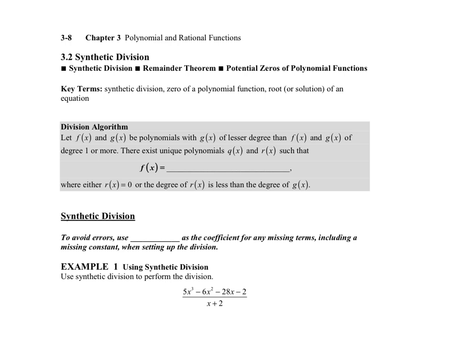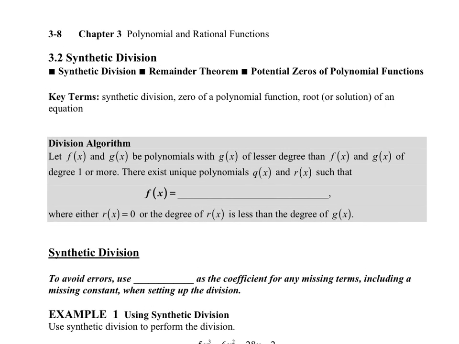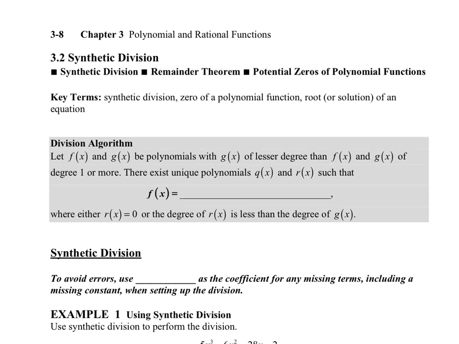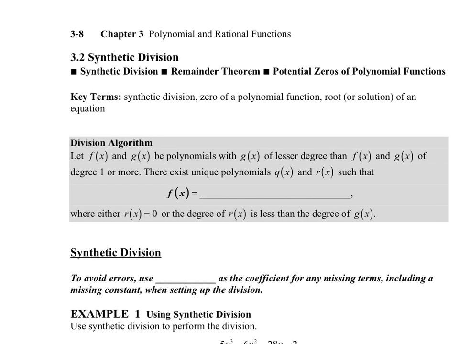Okay, class. Today is a relatively short lesson, or it seems it would be. It looks like it'd be short since we're going to talk about synthetic division, and this is having to do with polynomials, and that's the chapter anyway, so it makes sense. But we're going to tie into it something called the remainder theorem, and we're going to talk about zeros of polynomial functions.